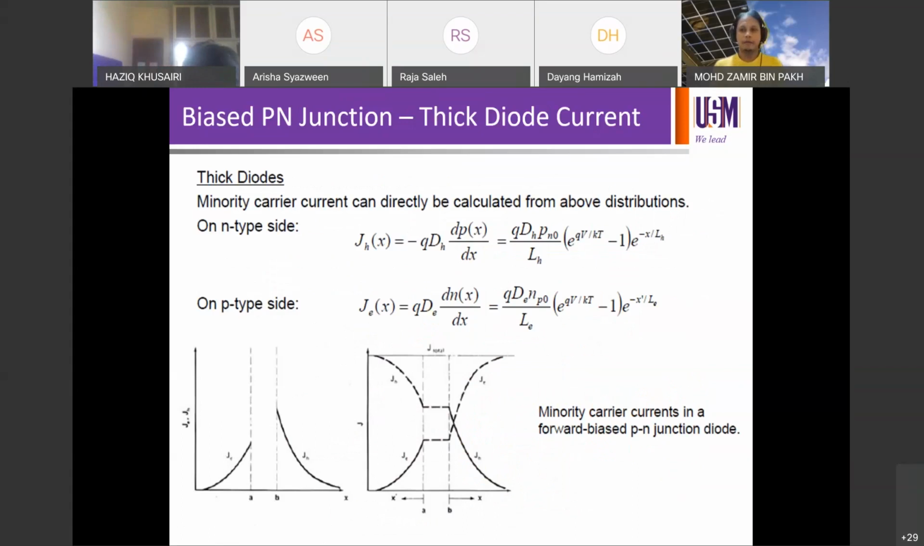Right, and then there are two things that we have to learn when we talk about the QNR. I'm just going to give you some brief first. We're going to discuss thick diode and thin diode. Thick diode, then we're going to discuss thin diode.